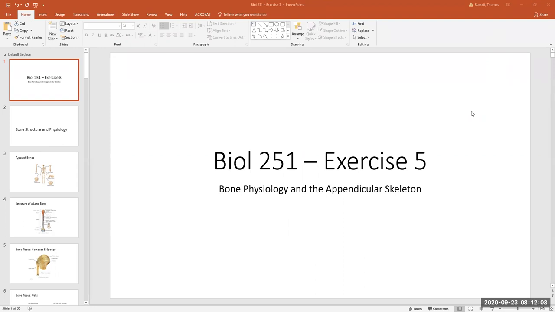So today's lab for this week specifically, and the last part of the material that's going to be on our practical, is what we call bone physiology, and then learning all of the bones of the appendicular skeleton. All right. So first, let's go through some types of bones.